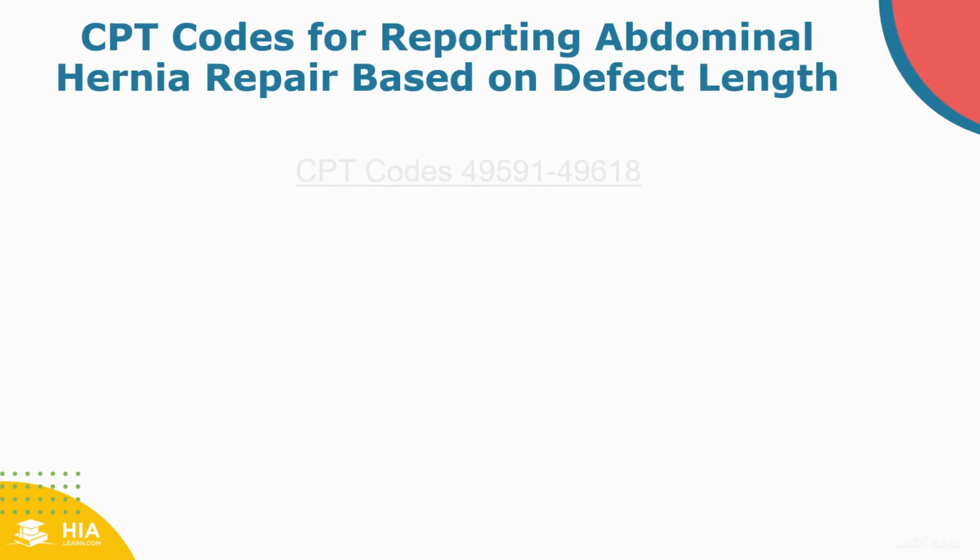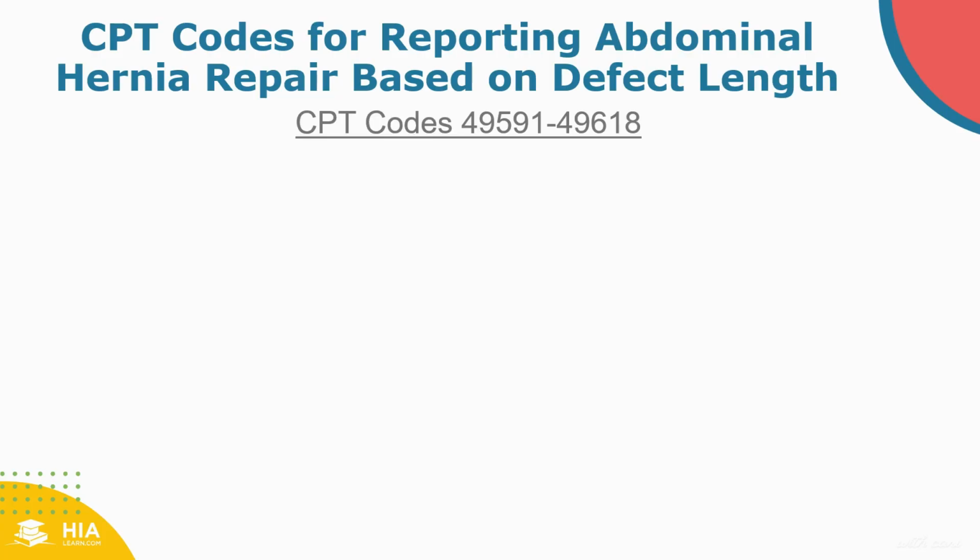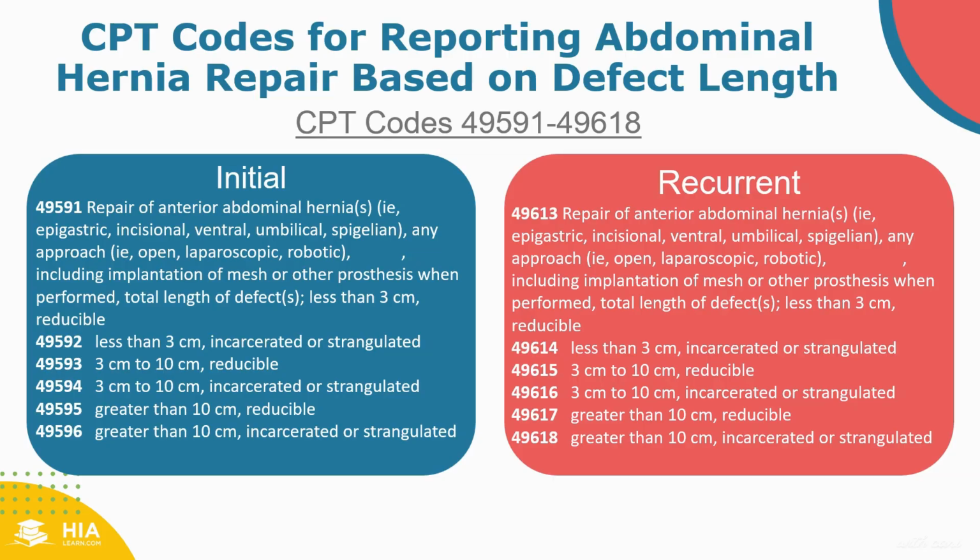CPT codes 49591 to 49618 are used to report repair of any type of abdominal hernia, such as epigastric, incisional, ventral, umbilical, and Spigelian, via any method of approach. Implantation of mesh or other prosthetic device is included in these codes and not separately reportable when performed. The defining factors in selection of these codes are whether the hernia is documented as initial or recurrent and the total length of the hernia defect.